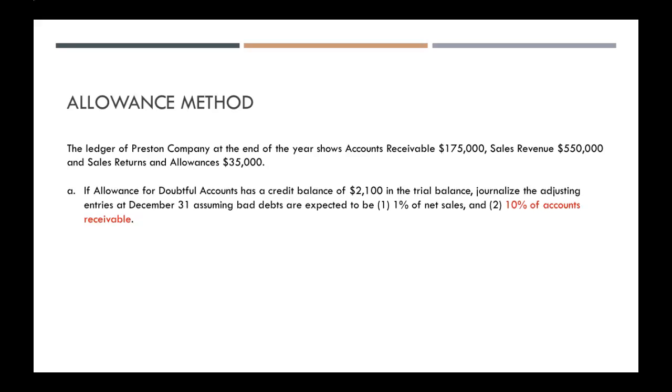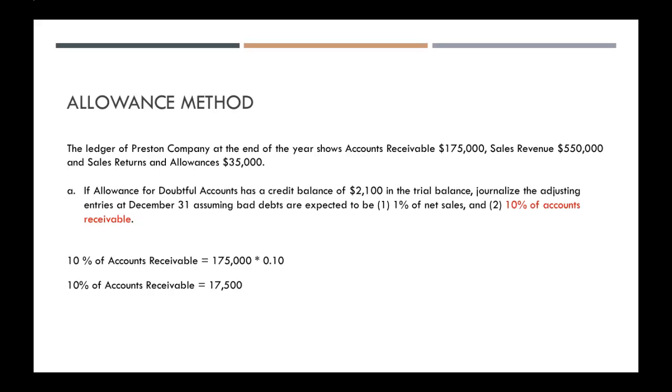Now, let's do all of this for part 2, where we are expecting our bad debts to be 10% of our accounts receivable. So, first step, we need to figure out what 10% of our accounts receivable comes out to. So we take the 175,000, multiply it by 10%, and we get this 17,500.